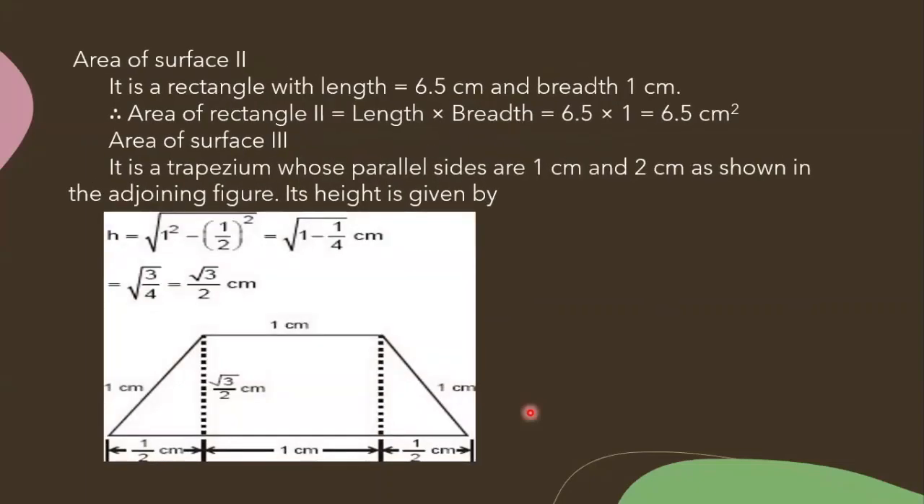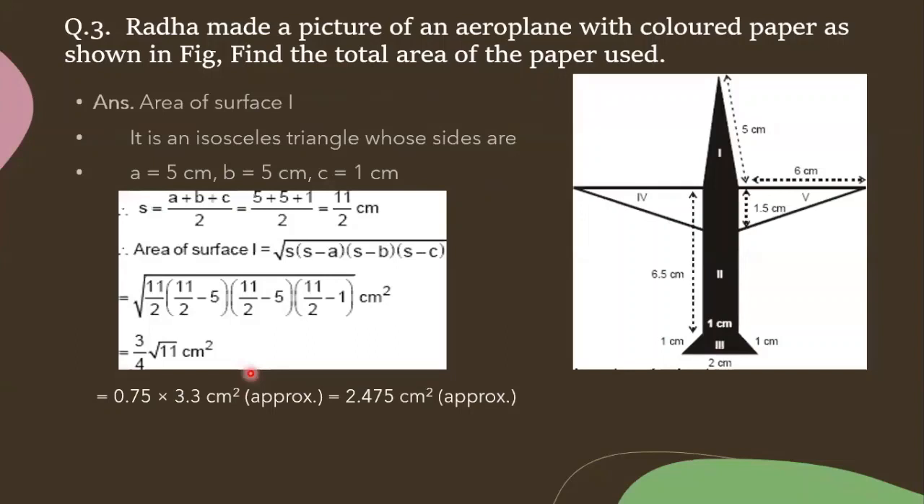Next is the second one. Area of the second surface, as I said, is a rectangle. Rectangle we have already discussed. It is length into breadth. We have got 6.5 square centimeter. Next, the third figure. Just see the third figure, children. Its non-parallel sides are 1 centimeter, and the parallel sides measure 1 centimeter and 2 centimeter. I am taking this figure separately.